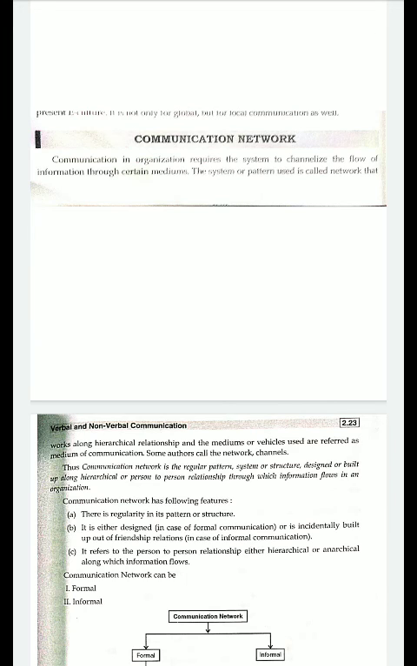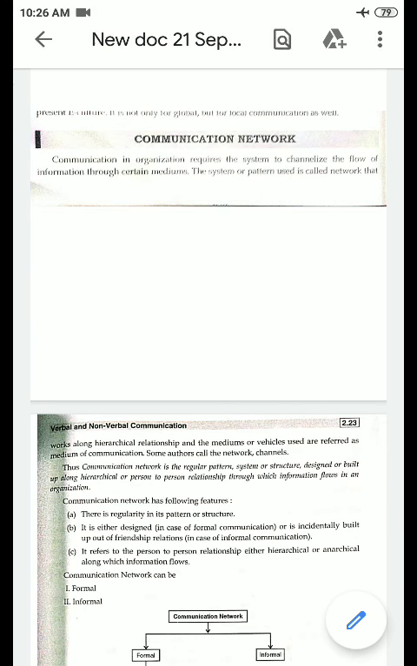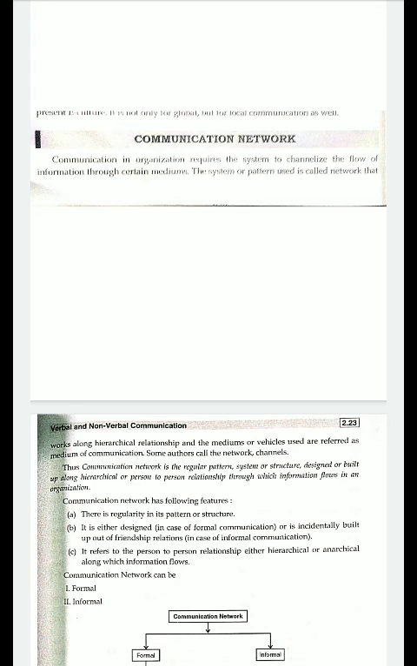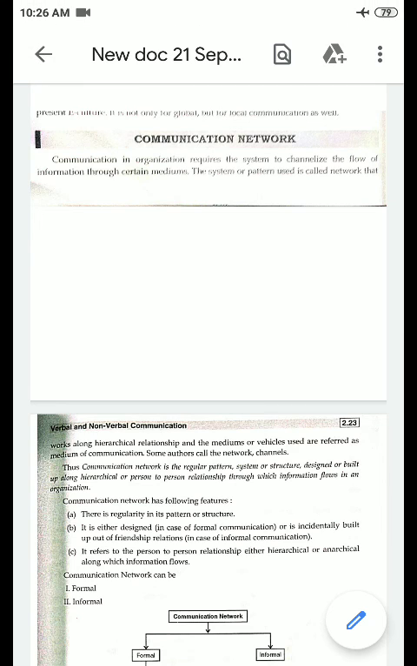Okay, what is meant by communication network? Communication in an organization requires a system to channelize the flow of information through certain mediums. Like in other organizations, we see there are various types of networks. In business communication, we use a communication network to flow information from one person to another, from one department to another department.